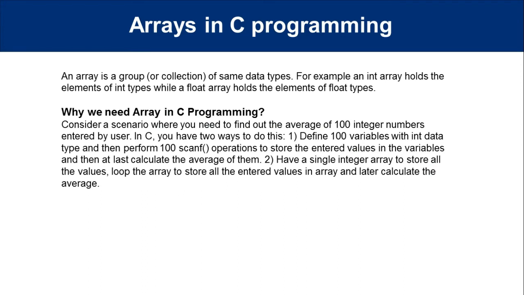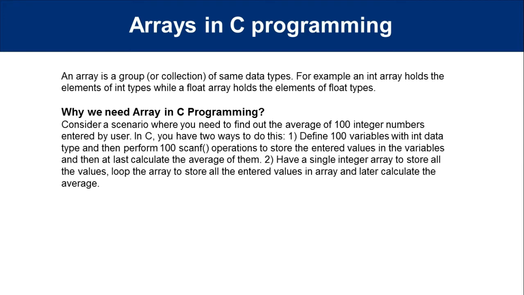An array is a group or collection of some data type. For example, an integer array holds the elements of integer type, while a float array holds the elements of float type. Why do we need an array in C programming? Consider a scenario where you need to find out the average of 100 integer numbers entered by the user.